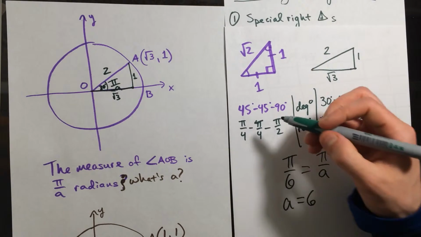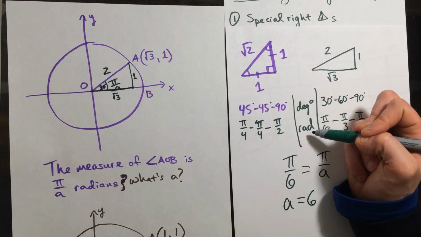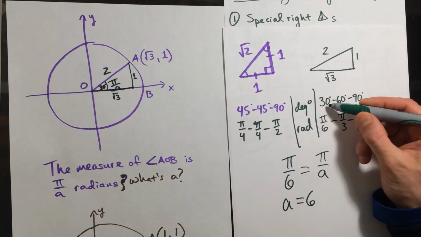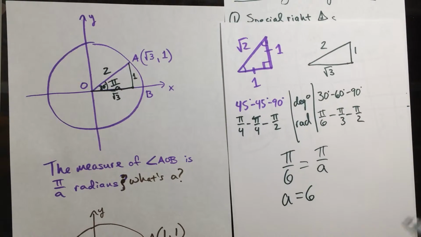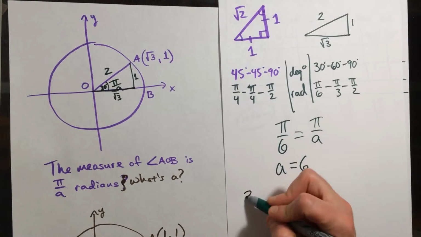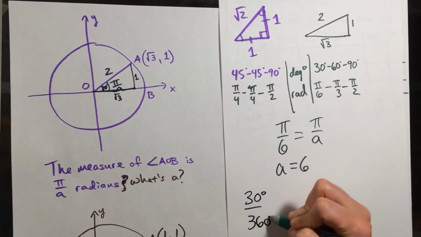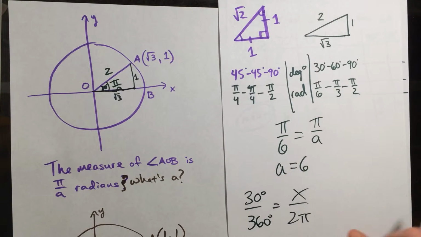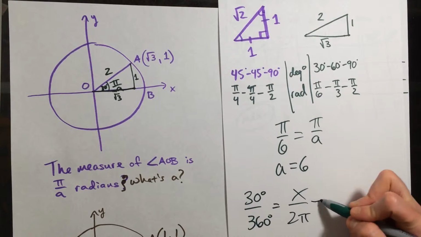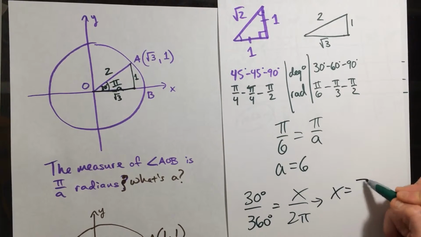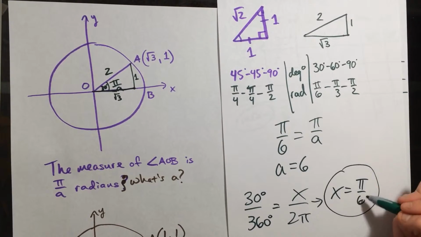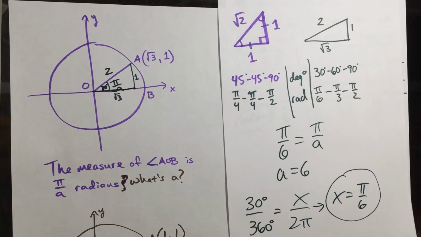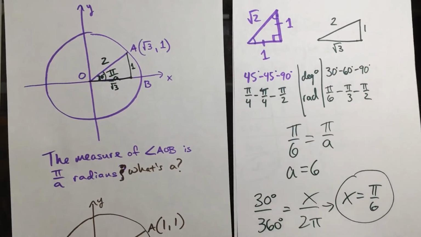Also though, you need to memorize the special right triangles in their radian form. Here you may have known this was 30 degrees, but it wouldn't have helped you unless you knew that 30 degrees is pi over 6. Now of course you could convert the 30 degrees here: 30 degrees over 360 is the same thing as x over 2 pi. And then you can solve for x by multiplying both sides by 2 pi, which would also give you x equals pi over 6 if you wanted to convert from degrees to radians. But you need to be able to do that. And that's the necessary background to solve a trick problem like this.